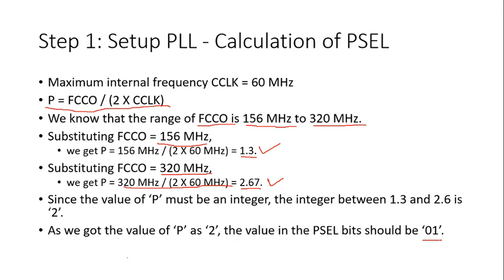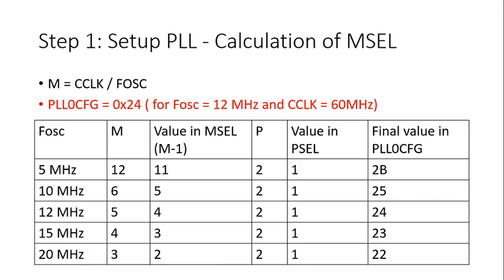Remember, bits 0 to 4 of the configuration register are the M cell, and bits 5 and 6 are the P cell. So we will put the PCL bits as 0, 1 there. Next, the calculation for the M cell. M is equal to CCLK divided by F oscillator.